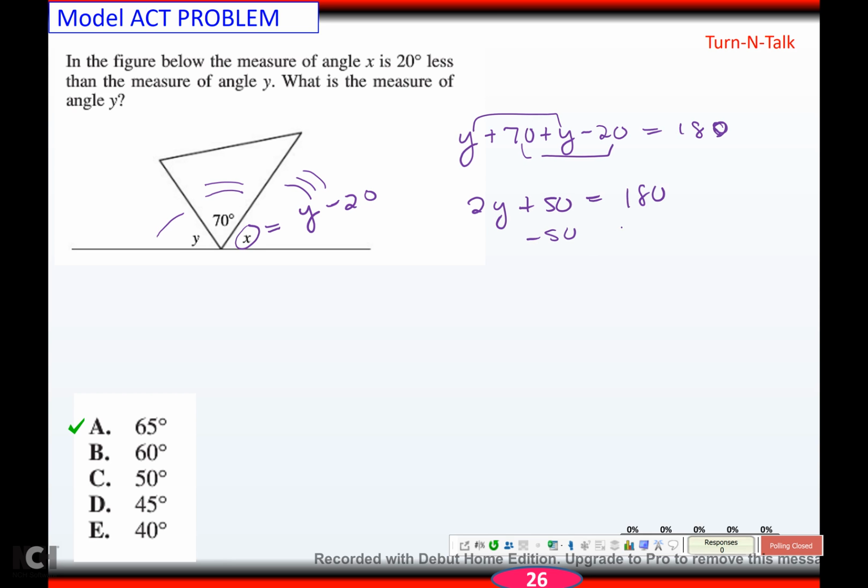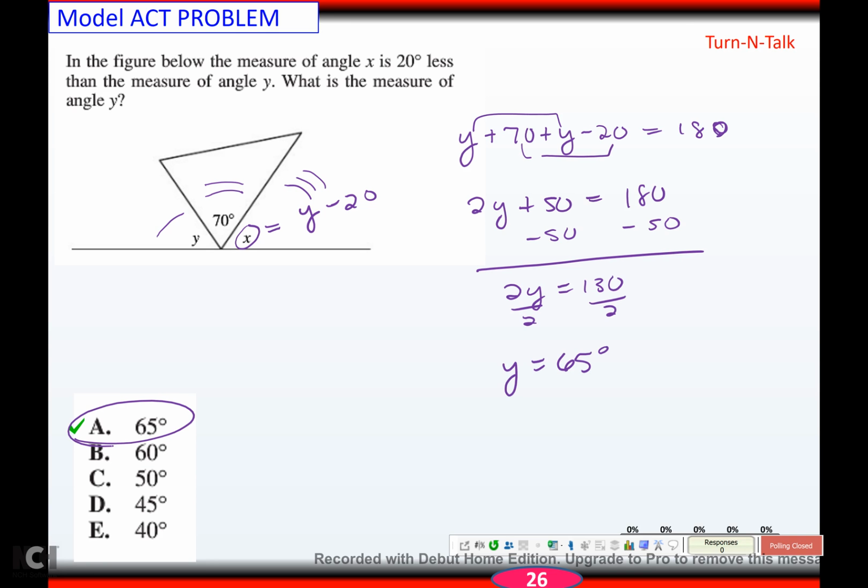So then I would minus 50. I get 2y equals 130. Divide by 2. And y equals 65 degrees. Well, they didn't want the, oh yeah, they do want the measure of angle y. So we're done. But if they would have said they want to know the measure of angle x, you'd have had to say, well, that would be 65 minus 20, which would equal 45 degrees. So angle x is 45, angle y is 65, and the middle is 70. Okay?